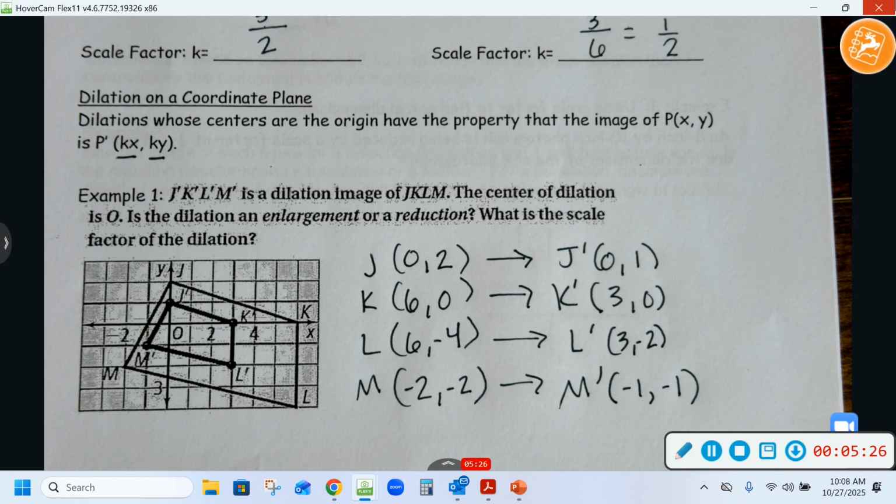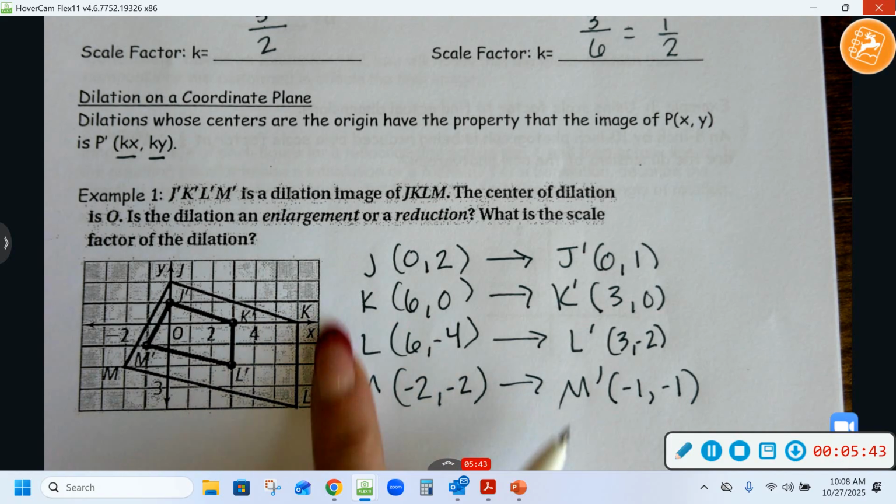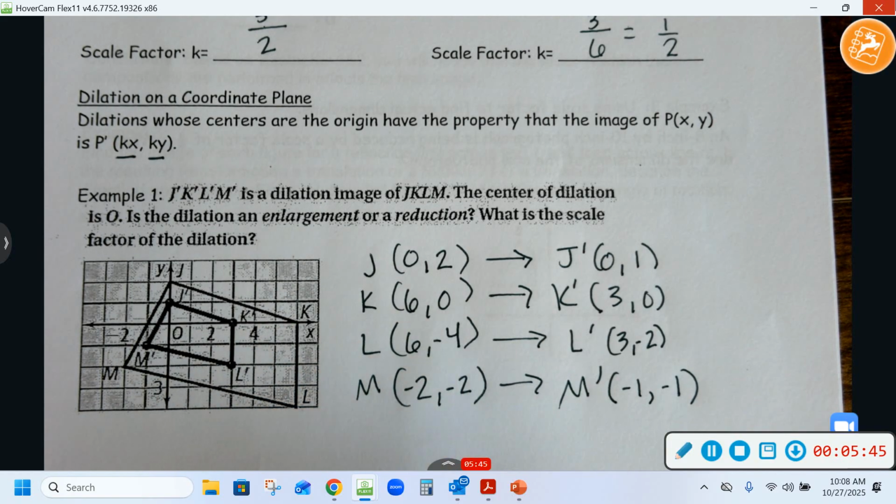So how in the world could I figure out the scale factor? We don't need distance formula. We could do that, but that's going to take a really long time. Common sense, mental math. Okay, so what would the mental math tell me is happening here? We're just dividing by 2, so it could be 1/2. Exactly.